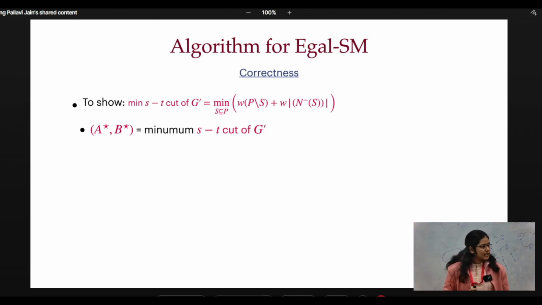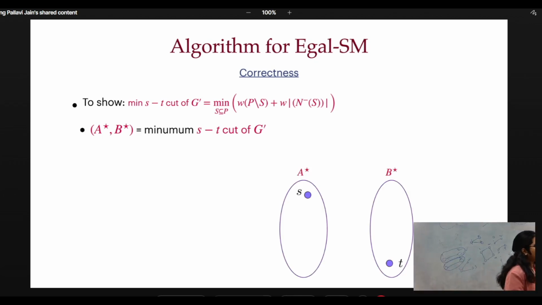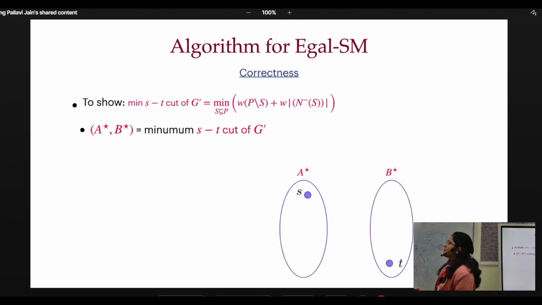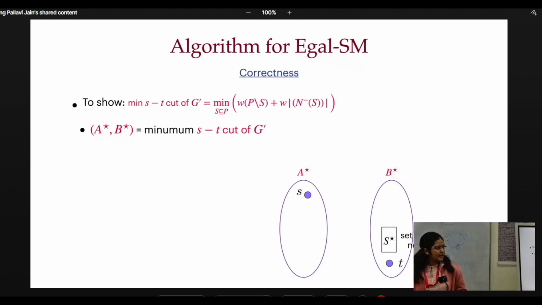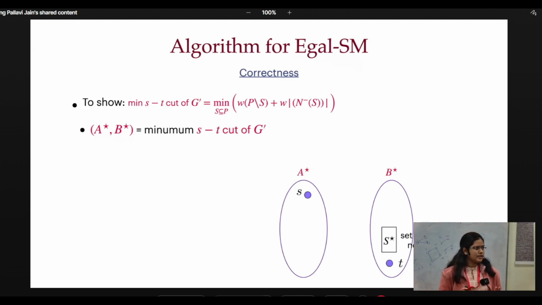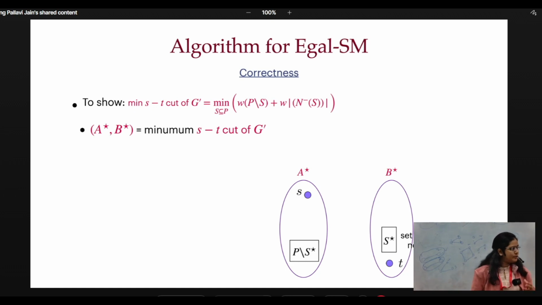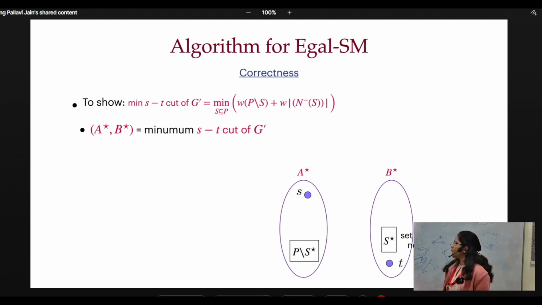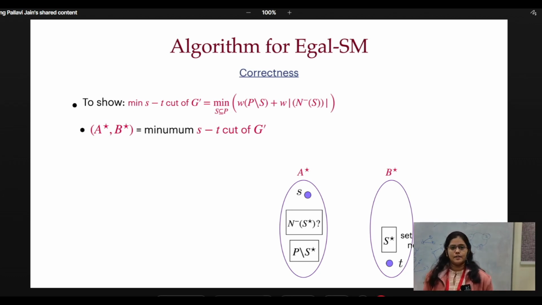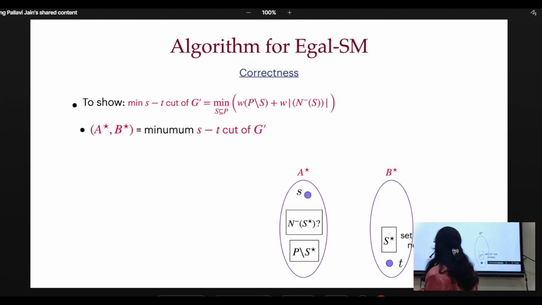It's an ST cut, so of course I will have S in A star and T in B star. Let us say these are some set of positive nodes. It could be empty, we are not saying anything. Whatever the set of positive nodes is, call it S star. These are the remaining vertices which will be in A star. Now where is N minus S star? This we need to ask ourselves. We are trying to look at the decomposition of the graph now. So N minus S star, where is it?